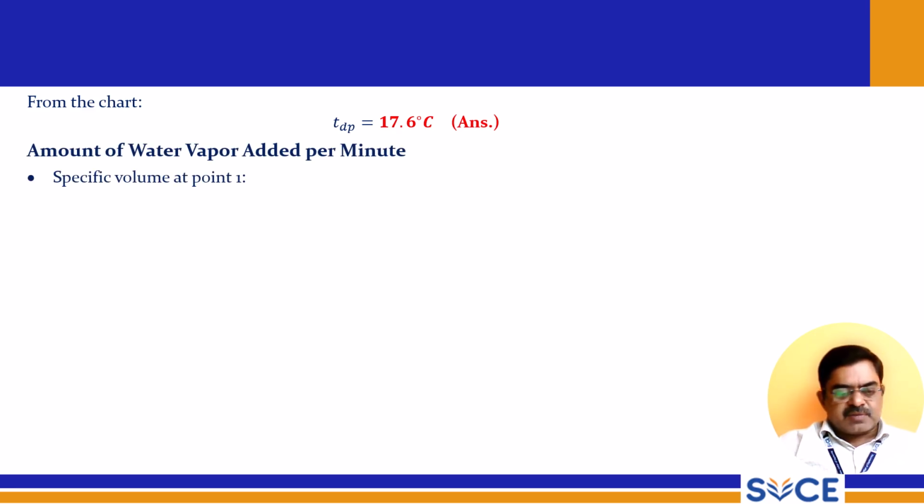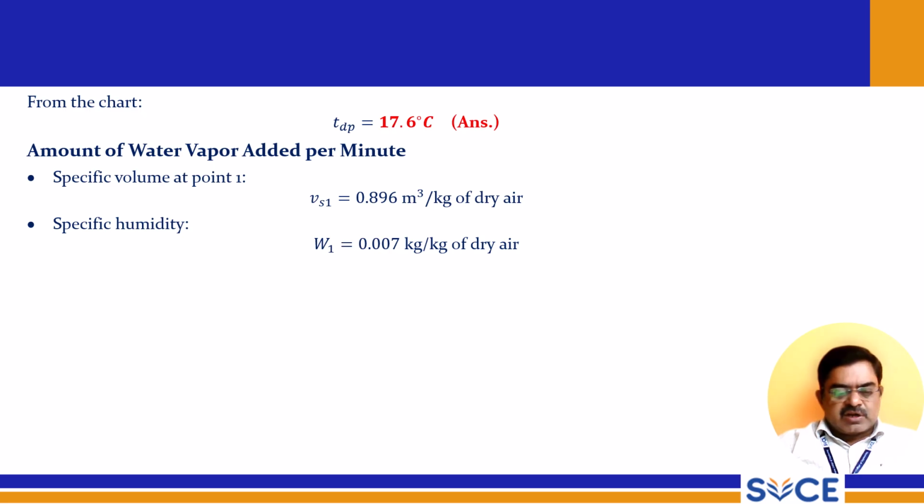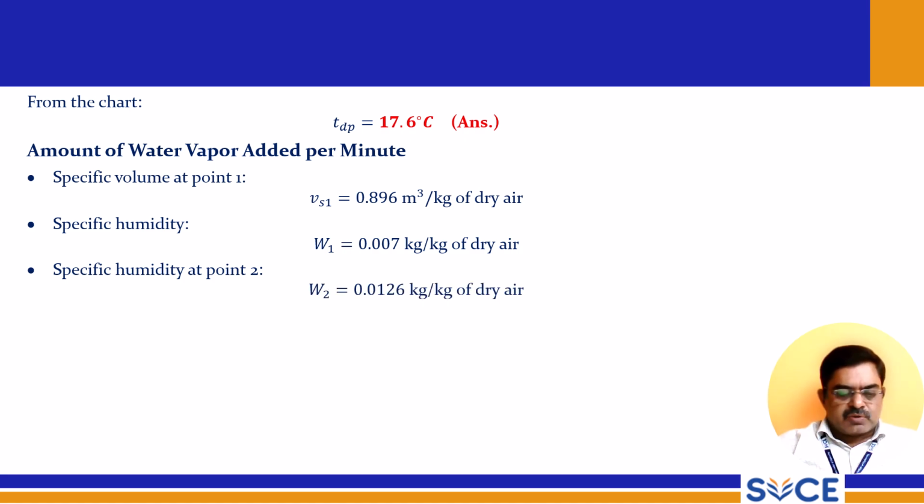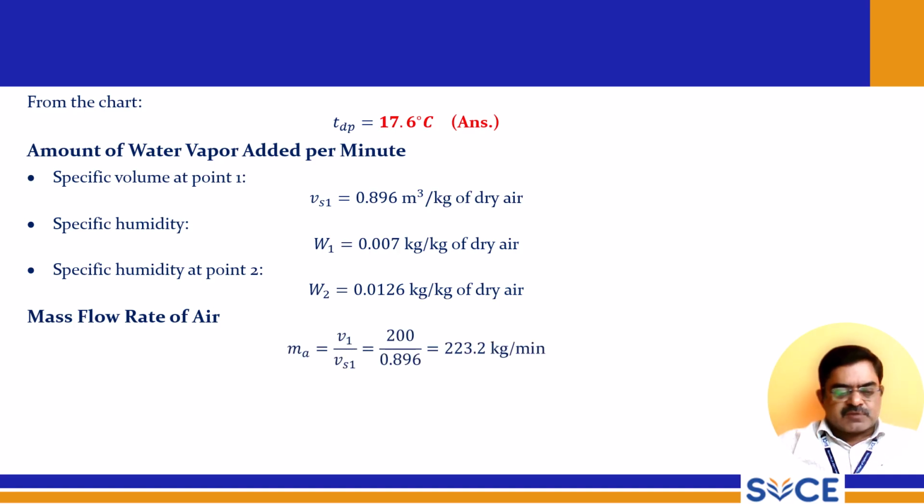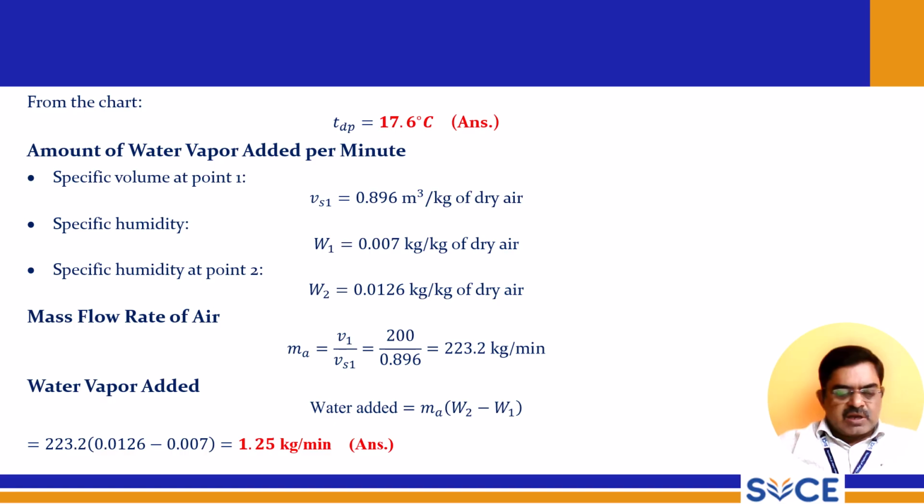From the chart, TDP equal to 17.6 degrees Celsius. For the amount of water vapor added per minute, Vs1 is 0.896 meter cube per kg of dry air, specific humidity W1 equal to 0.007 kg per kg of dry air, and specific humidity at point 2, W2, equal to 0.0126 kg per kg of dry air. Mass flow rate of air MA equal to V1 divided by Vs1 equal to 200 divided by 0.896, that is 223.2 kg per minute. Water added equal to MA times (W2 minus W1), and that is equal to 1.25 kg per minute.